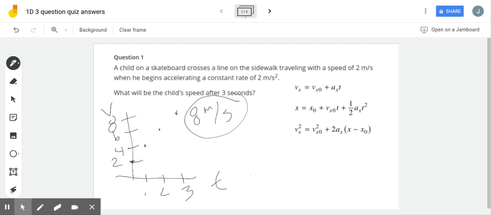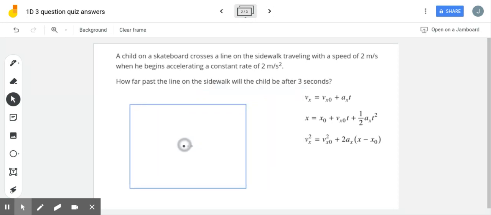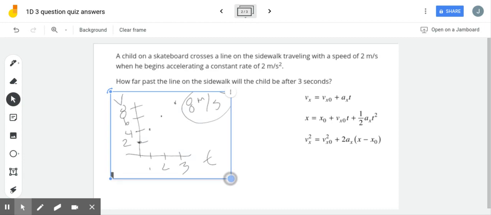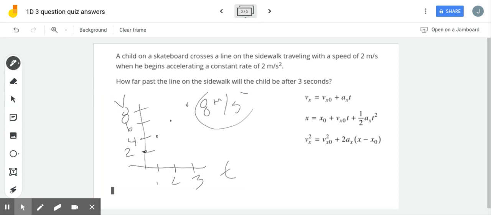Okay, let me copy and paste this graph to my next slide. There we go. Okay, here's the next one. So we know that it's the same setup. We just want to know how far past the line on the sidewalk the child will be after 3 seconds. So what we are going to do is calculate the area under this graph. So this is the graph right here.